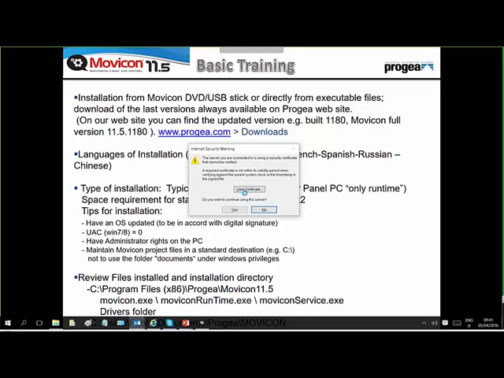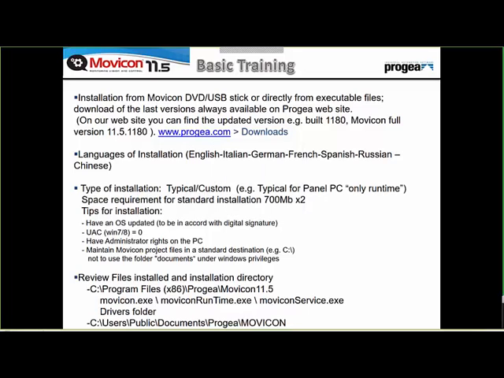Installation: the typical installation is from the DVD that you get when you purchase our license. Or you can easily go to our website, www.progea.com. You can go to the download section and get the latest setup. Actually, we have released 11.5. You must be a registered user, but it takes just a few seconds to register on our website to get access to the download section.